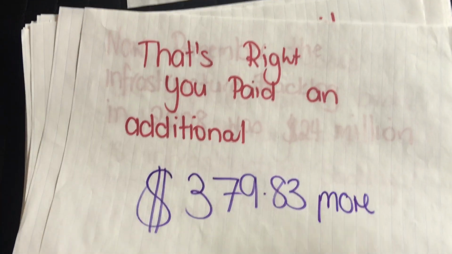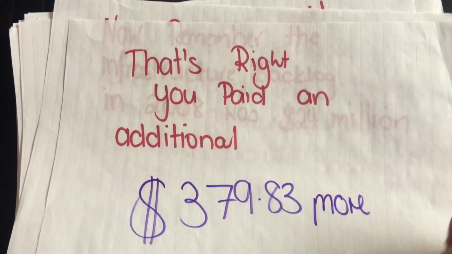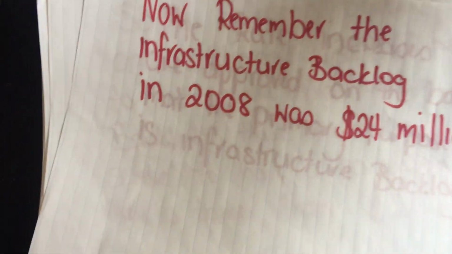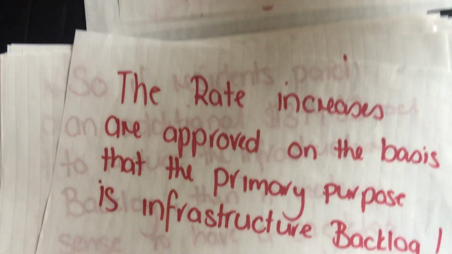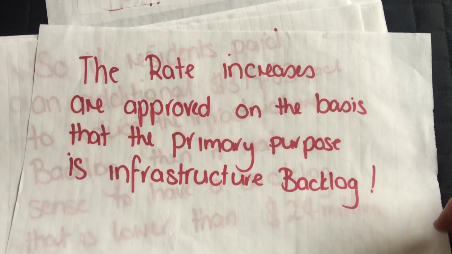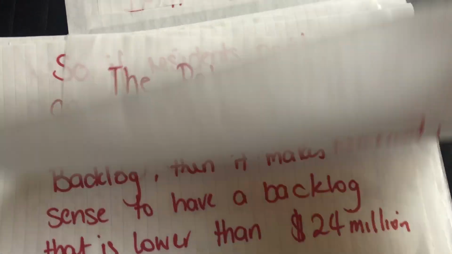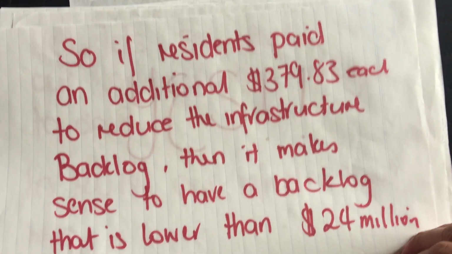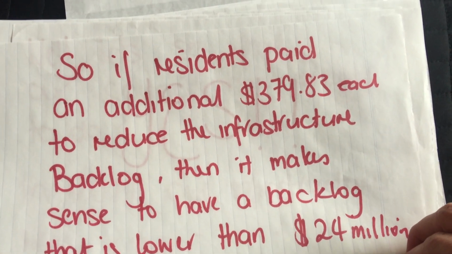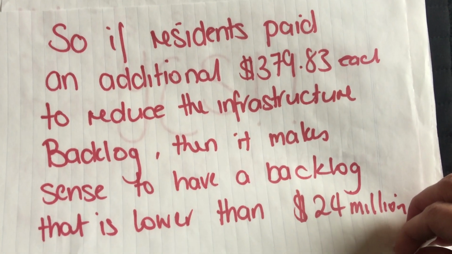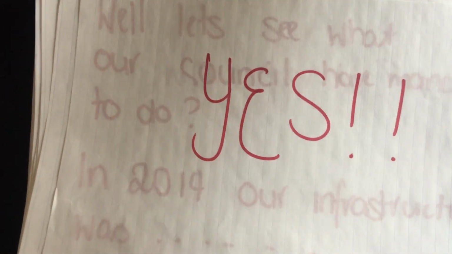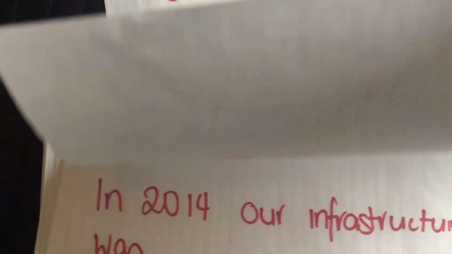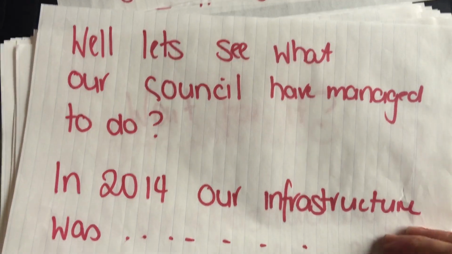That's right, you paid an additional $379.83 more. Now remember, the infrastructure backlog in 2008 was $24 million. The rate increases are approved on the basis that the primary purpose is infrastructure backlog. So if residents paid an additional $379.83 each to reduce the infrastructure backlog, then it makes sense to have a backlog that is lower than $24 million. Yeah? Perfect. Well, let's see what our council had managed to do.